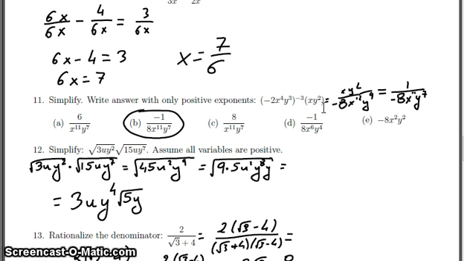So negative 2 cubed is negative 8. x to the 4th cubed is going to be x to the 12th because you multiply the exponents. y to the 3rd and then cubed is going to be y to the 9th. Again, you multiply the exponents. And again, since this exponent is negative, you have to write this expression in the denominator.